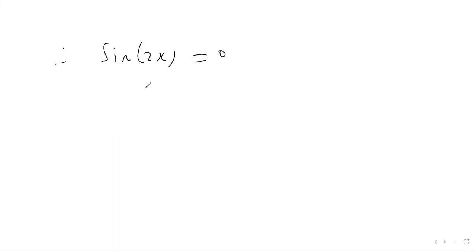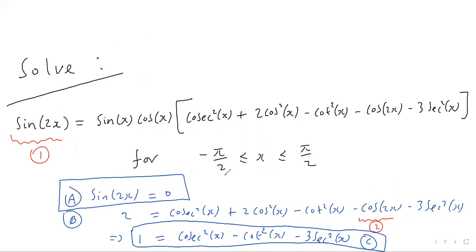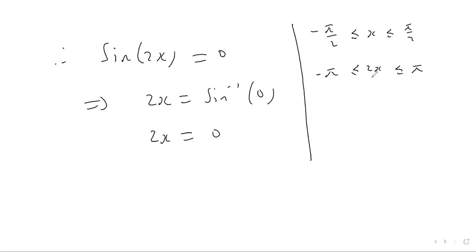So taking sine inverse of both sides, 2x is going to be sine inverse of 0. That means that 2x is going to be equal to 0. Now, is that in our domain of values that we need in the solution? x has to be between minus pi over 2 and pi over 2. So remember, if x is between minus pi over 2 and pi over 2, then 2x has to be between minus pi and pi. So 0 is between minus pi and pi, obviously. So this will be one solution there.